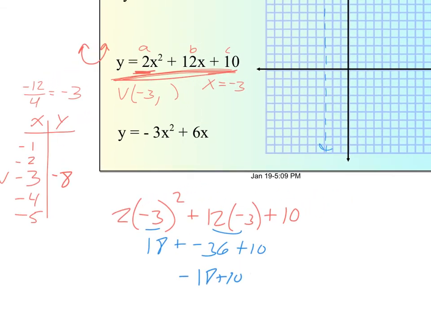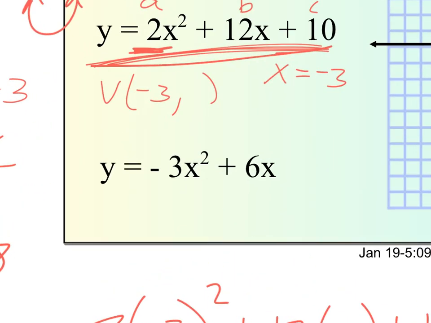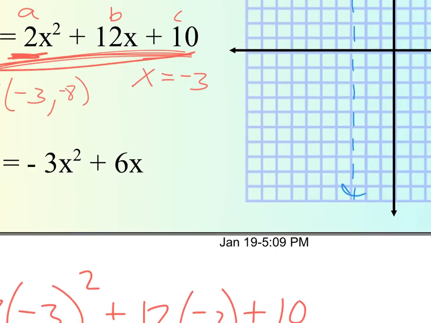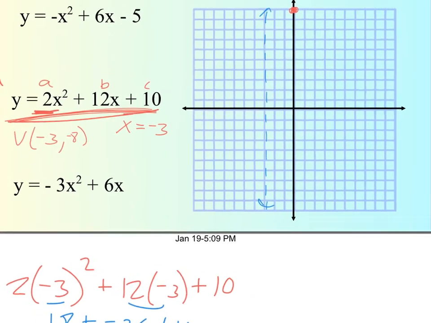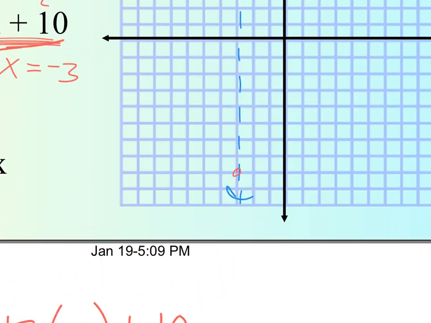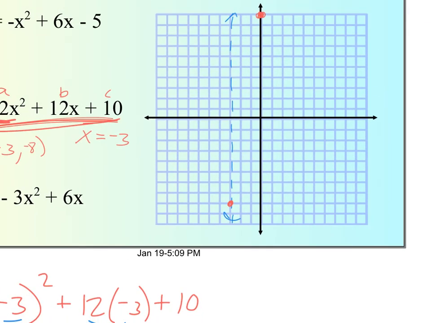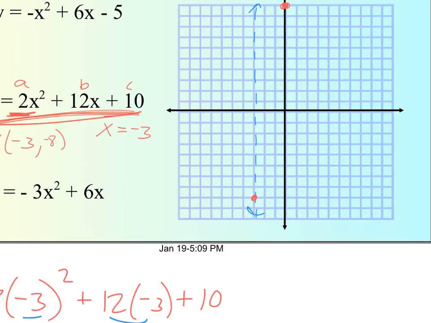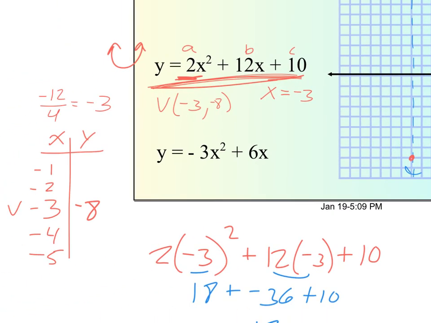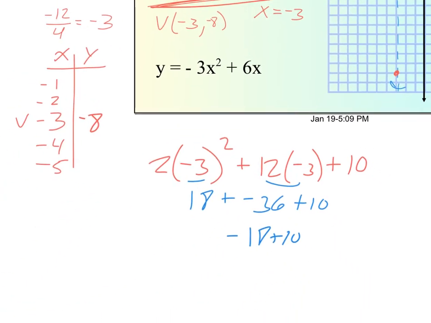Negative 8. Okay, so there's my vertex. If I was finishing this point off here, negative 3, negative 8, I'm going to plot that point. It's way over here. There's my vertex. And it's starting to feel right because it looks like it's going to be kind of skinnier, right? Like we said, because it's a stretch. And my y-intercept is positive 10, which, yep, it should stretch up that way. It's a smiley face parabola, so it should go up that direction. So that seems to be fitting together pretty nicely so far.